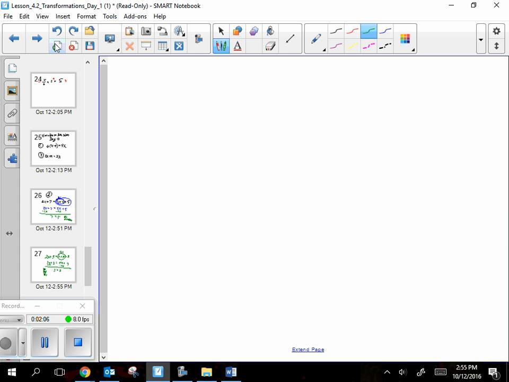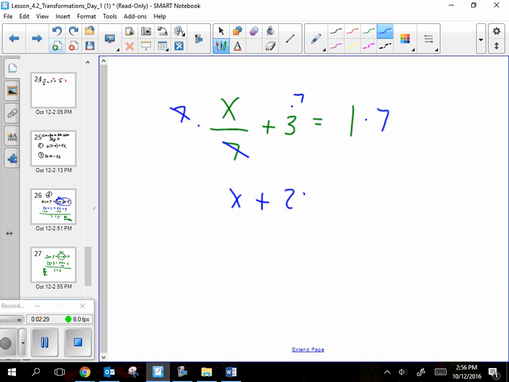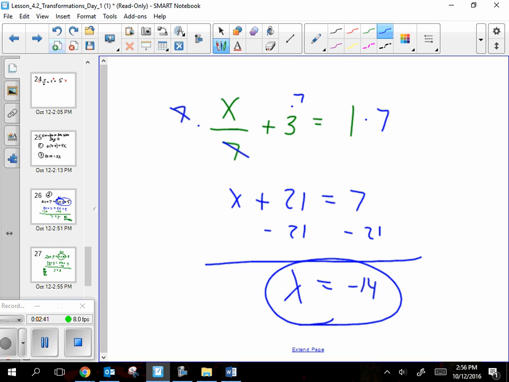All right, here are some more typical kinds of questions you might have to do. Let's say I had x over 7 plus 3 equals 1. So when you have a fraction, that's what's making it difficult. You get rid of the fraction by multiplying by 7 on all three parts. And this would cancel this, and we'd end up with x plus 7 times 3 is 21 equals 1 times 7 is 7. Then I'm going to get rid of the 21, subtract 21 on both sides. X equals 7 minus 21, which is negative 14. There you go. That's another typical question.